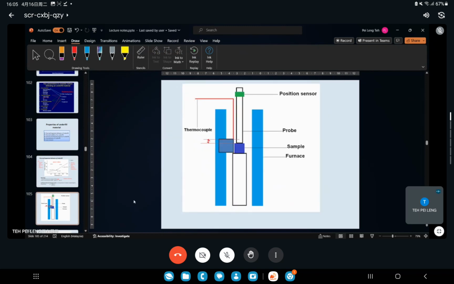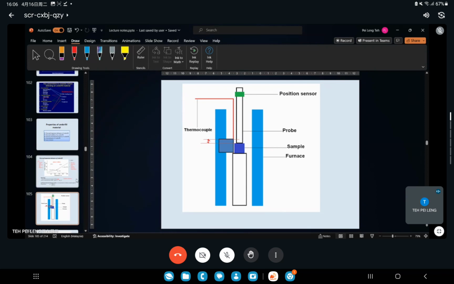Can follow or not? Up to here can follow. Who cannot follow? Put up your hand. Who cannot follow? Put up your hand. Only 34 left. Who cannot follow? Put up your hand. Okay, so I continue.